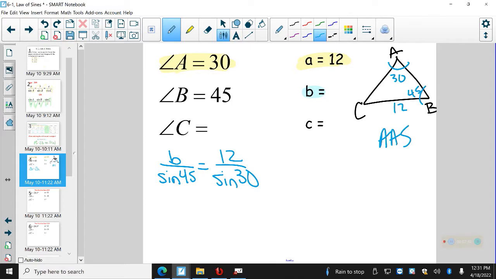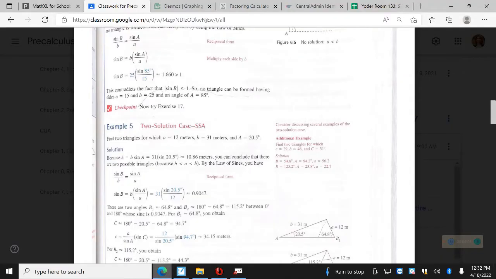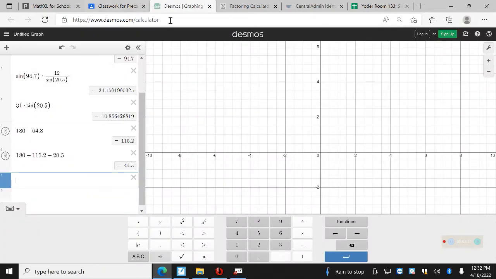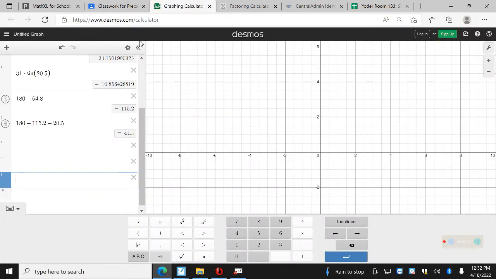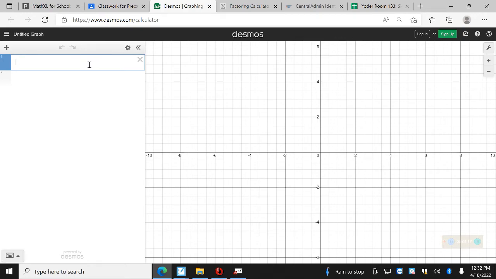So how do I find side B? Well, you can cross multiply, or you can simply say, how do I get rid of the sine of 45 that's in the bottom? Multiply both sides by that. So that means that B is going to be equal to the sine of 45 times 12 divided by the sine of 30. So I come over to Desmos, and I type it in. Sine 45 times 12 divided by sine 30.